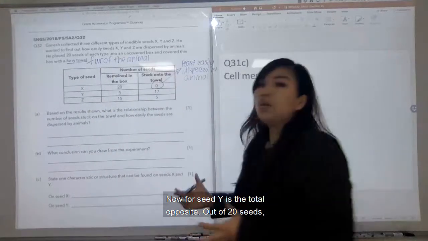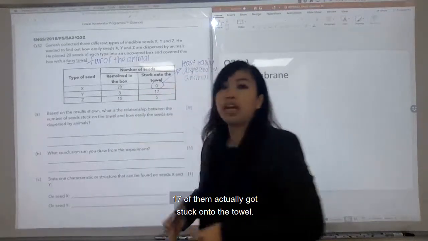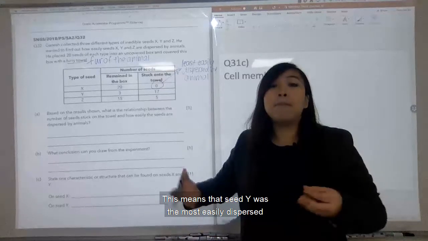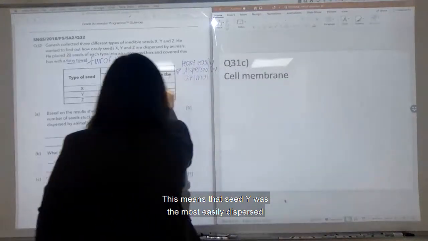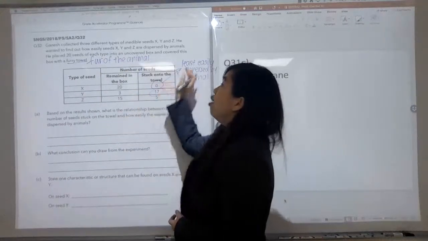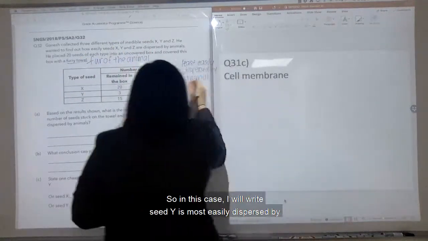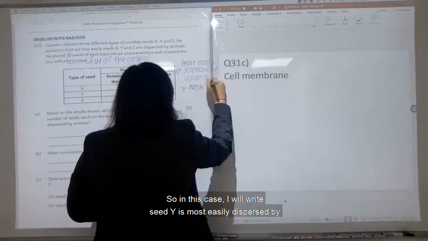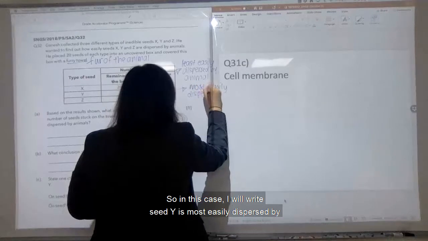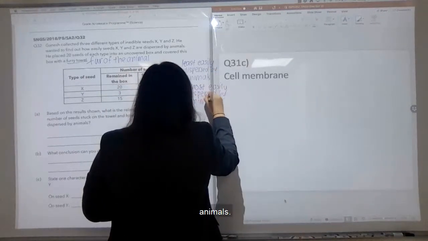Now, for seed Y is the total opposite. Out of 20 seeds, 17 of them actually got stuck onto the towel. This means that seed Y was the most easily dispersed by animals. How do we know that? That is because, once again, the furry towel represents the fur of the animal. So in this case, I will write seed Y is most easily dispersed by animals.